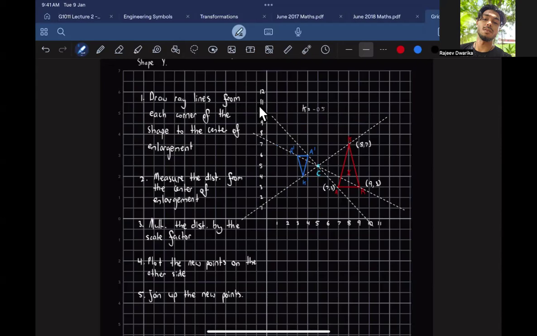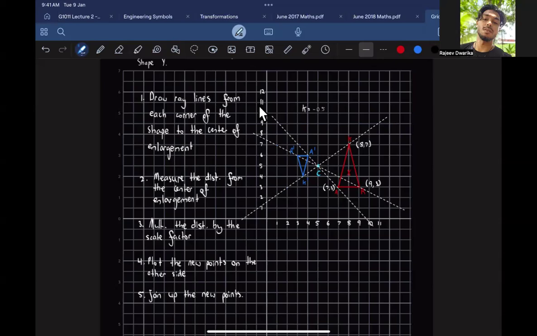So, Alicia, just making sure you're not confused. If my scale factor is negative a half, what does that mean for my distance? If my distance was 4, my new distance would be on the other side. It would be 2. Yeah, that's correct.